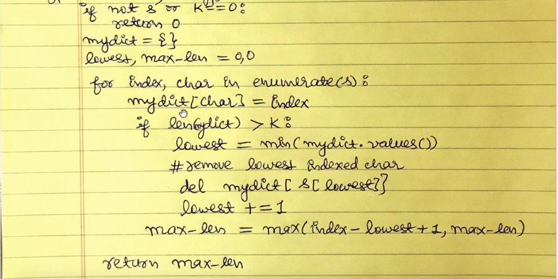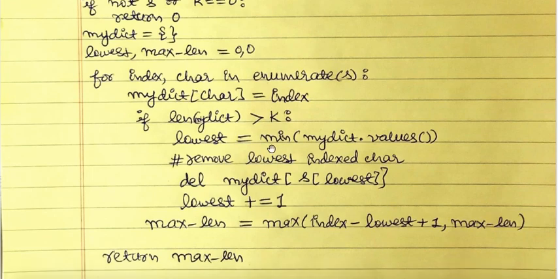Okay, and now we add the value to the dictionary. So my dict is storing the characters, where the character here is the key and the value is the index of the character. Okay, we keep doing it, we never stop. So whenever we get a repeated character, the most recent index is stored in the dictionary.